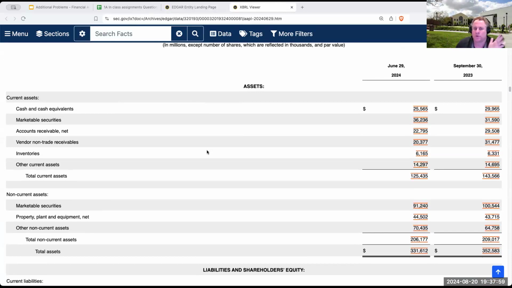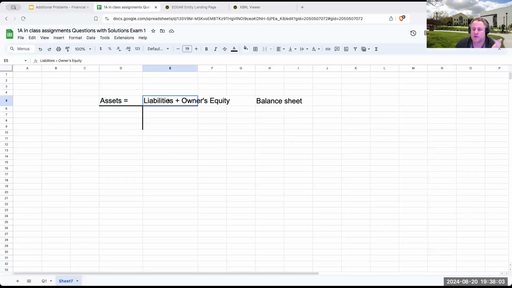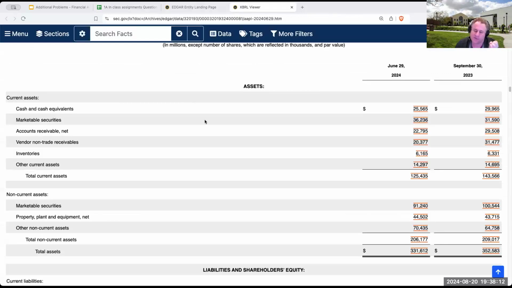So what we're learning about today are assets, which are equal to liabilities plus owner's equity. I'm making a little T account, but let's talk about this quickly. What is an asset? An asset is something that gives us future economic benefit. It's something we own and possess legally, that we can convert into cash or use for our business.